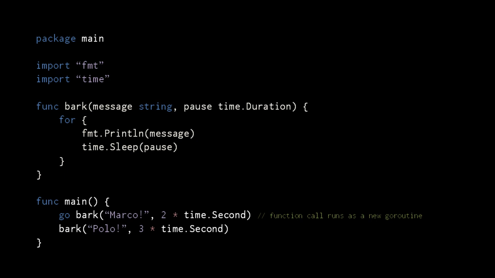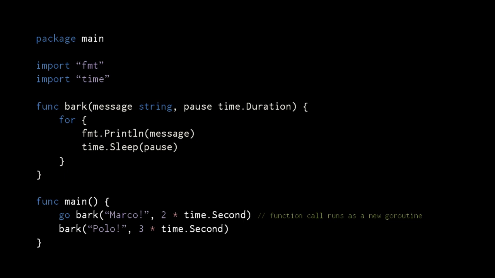In our main function now, we'll call the bark function twice, first with the string Marco, second with the string Polo. The time package constant called Second represents the number of nanoseconds in a second, and so we multiply time.Second by 2 to get a duration equal to 2 seconds, and we multiply time.Second by 3 to get a duration equal to 3 seconds. The first call to bark here is executed by a go statement, meaning it will run in a new separate thread called a goroutine.